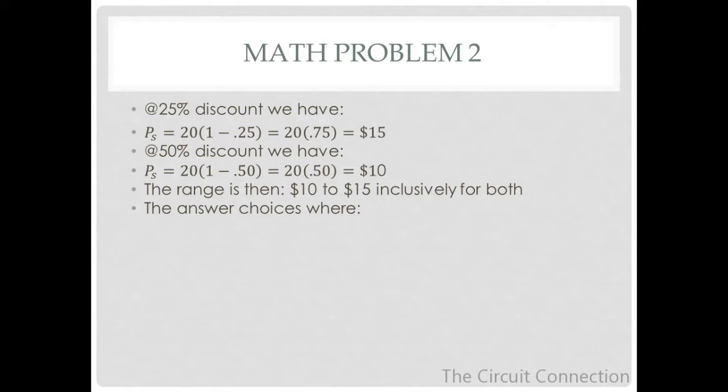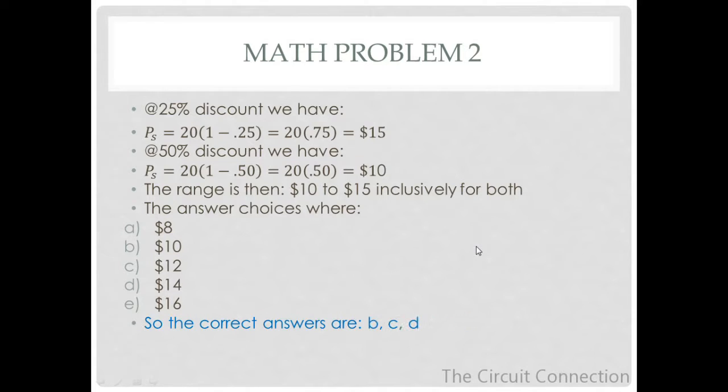The answer choices were $8, $10, $12, $14, and $16. So we can see here that inclusively from 10 to 15, we have B, C, and D for choices because we have 10, 12, and 14. 16 is outside of the range, and also 8 is as well. So again, the correct answer choices are B, C, and D.